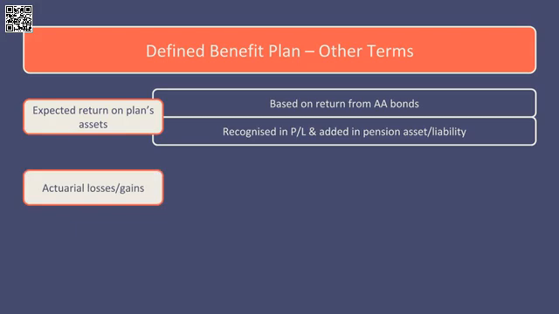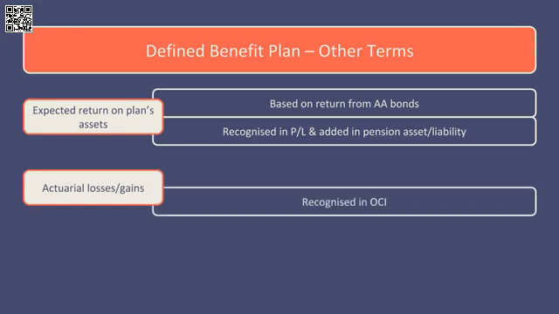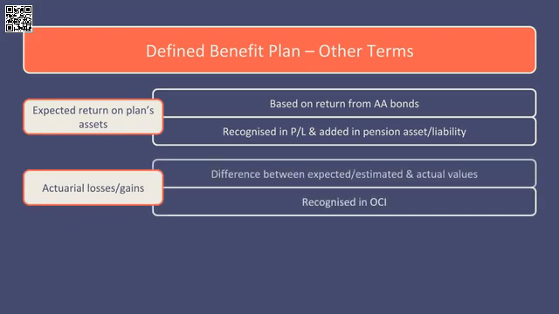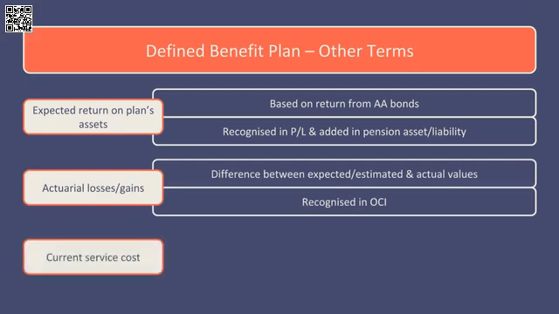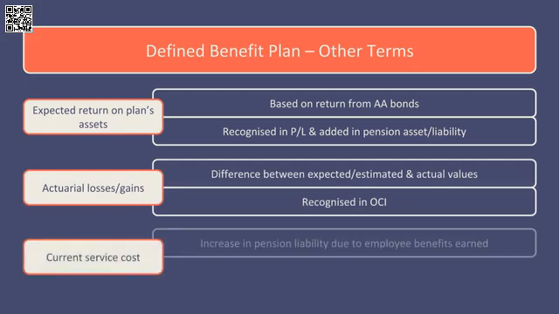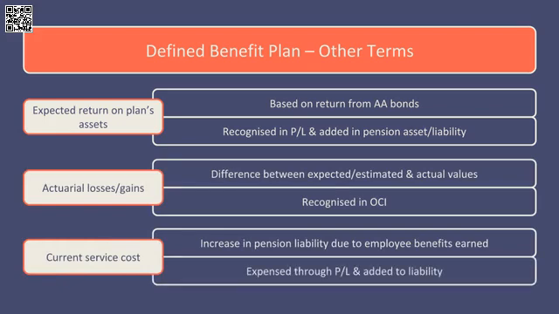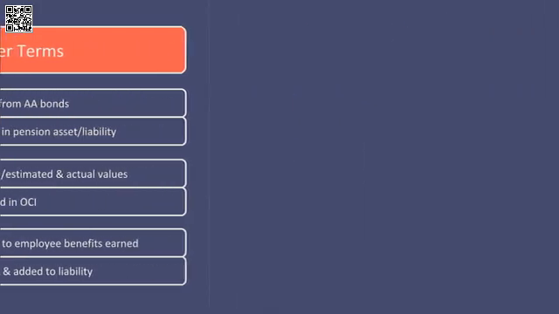What are these? These are recognised in the OCI, and are the difference between what were expected or estimated values and actual values. Current service cost. This reflects an increase in the pension liability due to employee benefits earned in the year. This is expensed through the income statement and added to the liability.